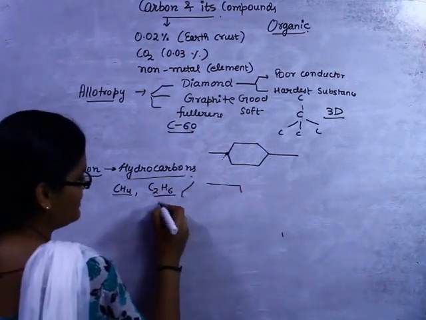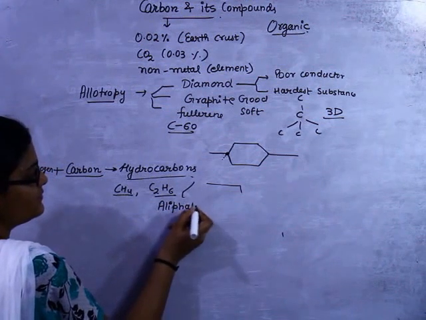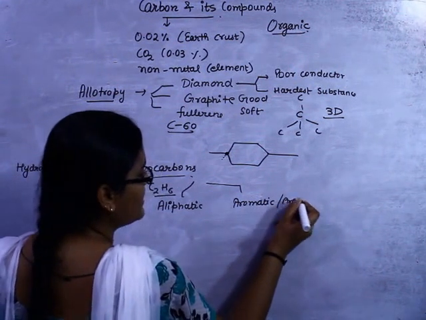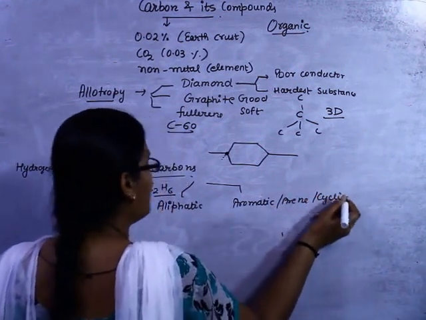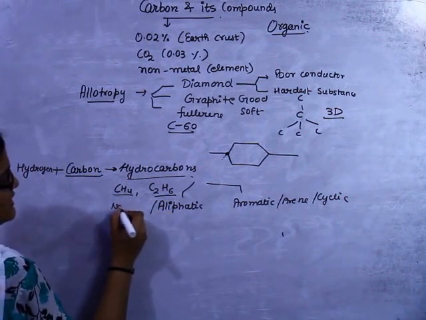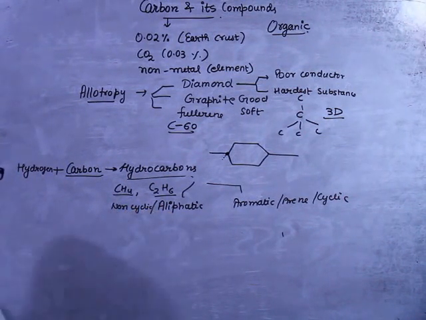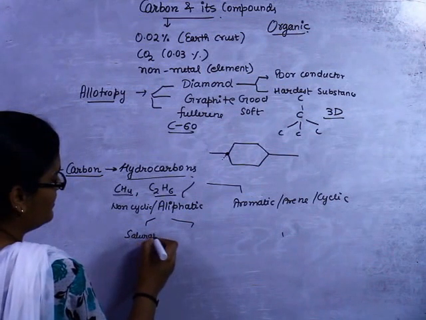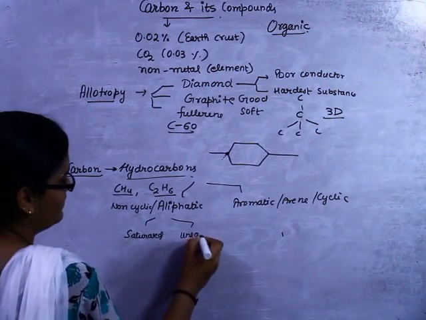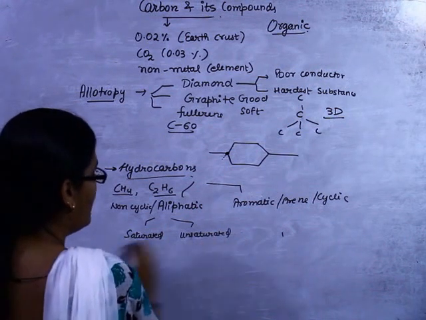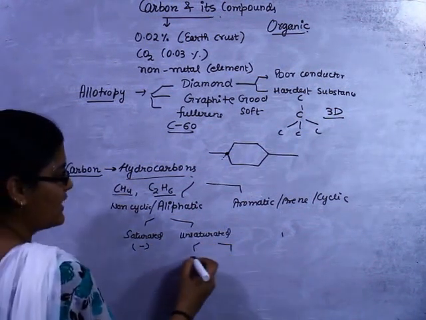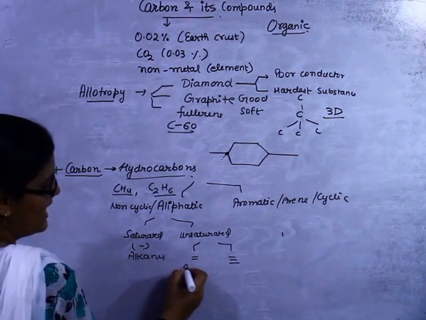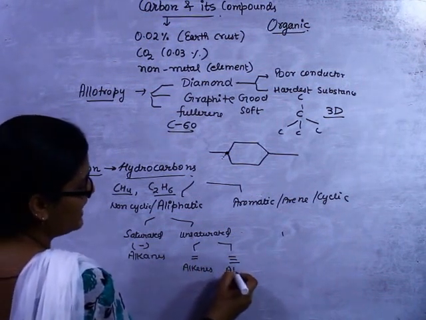Hydrocarbons are of 2 types: aliphatic and aromatic, or we can say arene, or cyclic compounds. Whereas aliphatic hydrocarbons are non-cyclic. Aliphatic are also divided into saturated and unsaturated. Saturated are single bonded; unsaturated are of two types, double and triple bonded. Single bonded are called alkanes, double bonded are called alkenes, and triple bonded are called alkynes.